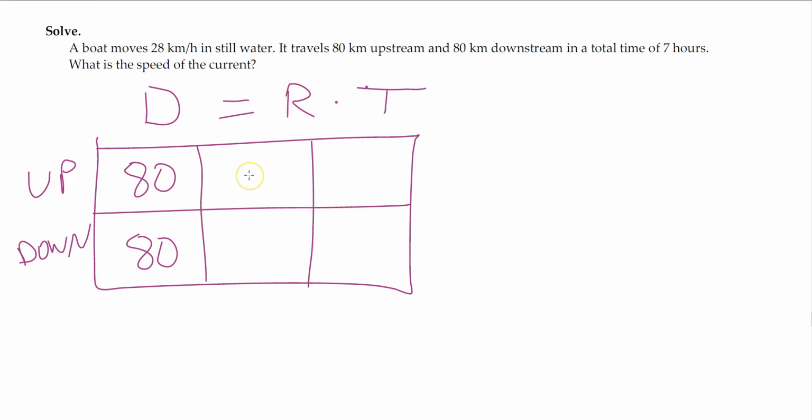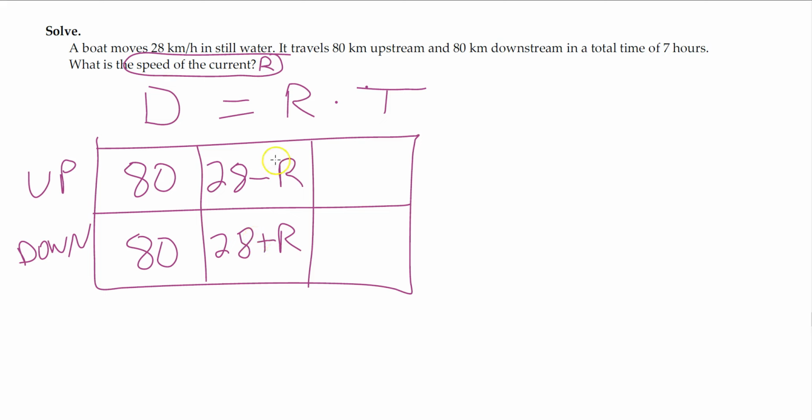The rate. Going upstream, you go slower because you're fighting the current. What is the speed of the current? I'm going to call that R. So going upstream, we're going 28 kilometers an hour. That's how fast our boat goes, but the river slows us down by a rate of R. Going downstream, we could push our boat 28 kilometers an hour, but we're sped up plus the current, plus R. So this upstream downstream is when you have like 28 minus R, 28 plus R.